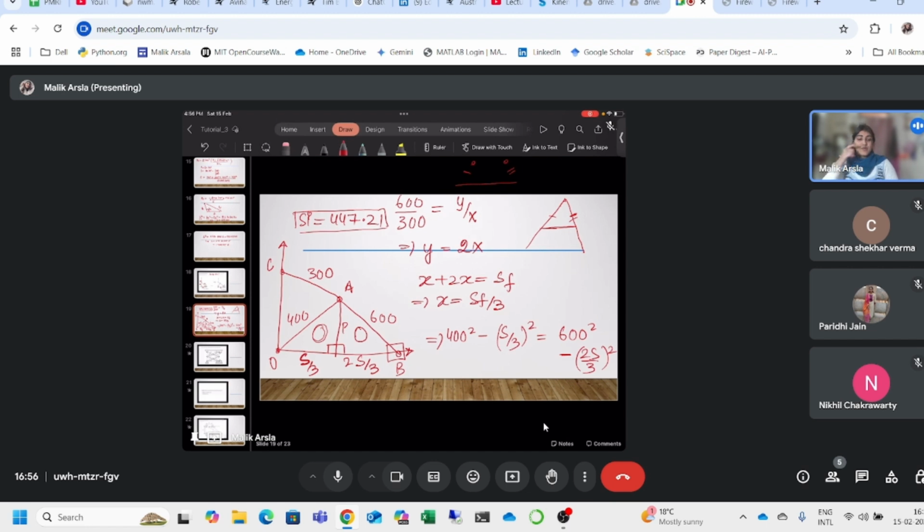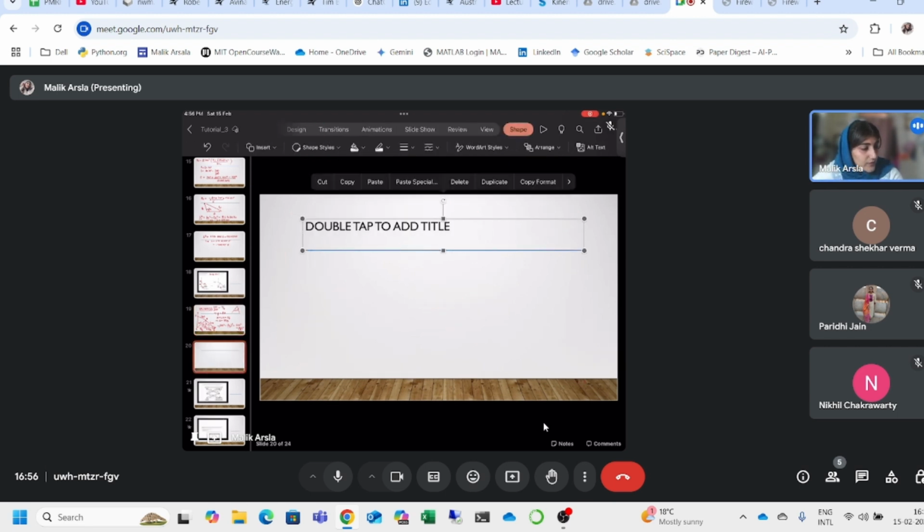Now you can simply solve this equation. Solve this and tell me the value of s quickly. You just have to take 400 to the right side, and we just calculated 600 square minus 400 square. That is coming out to be this 447 point something. And you can take this 2s by 3 whole square to the left side. Let me do it anyways.